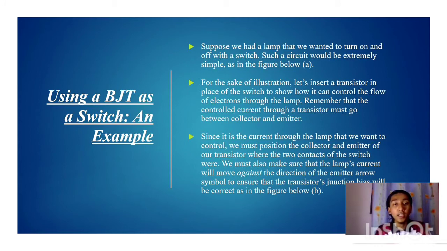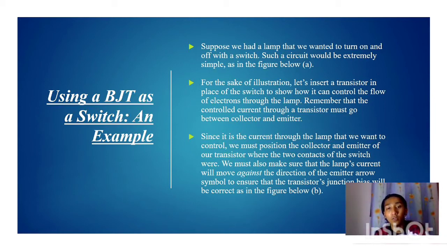Using a BJT as a switch example. Suppose we had a lamp that we wanted to turn on and off with a switch. So the circuit will be extremely simple as in the figure below. Next, for the sake of illustration, let's insert a transistor in place of the switch to show how it can control the flow of electrons through the lamp.